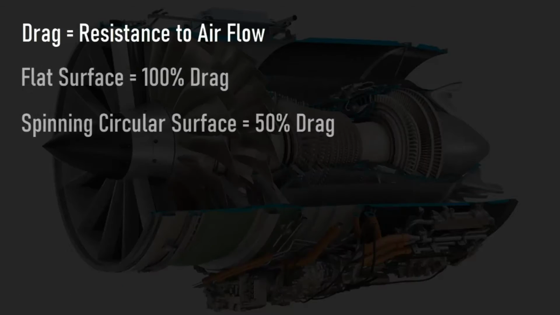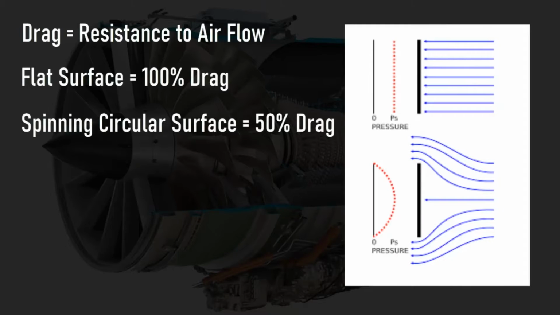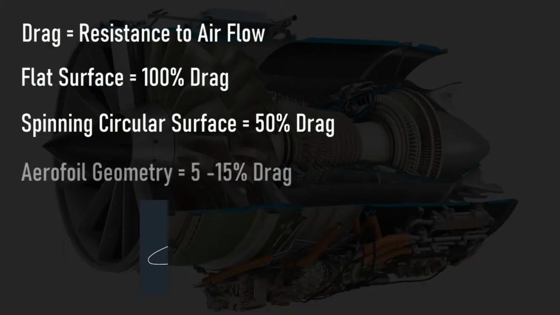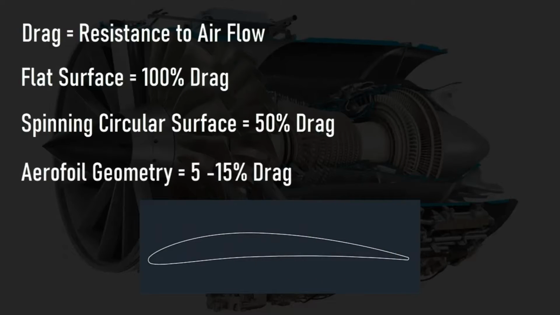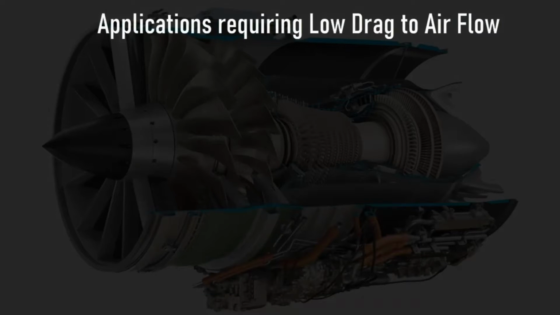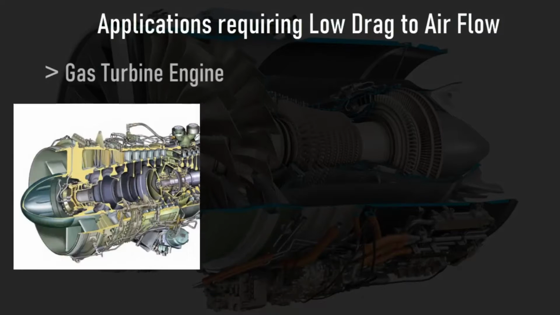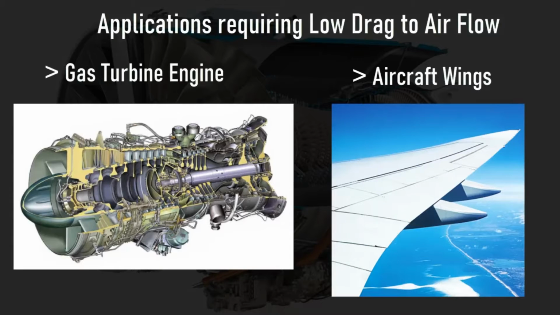Drag is the resistance to airflow. A flat surface produces 100% drag. A spinning circular surface produces 50% drag. An aerofoil is a geometry which produces only 5 to 15% drag. Hence, aerofoils are used widely in applications requiring low drag to airflow, like gas turbine engines and aircraft wings.